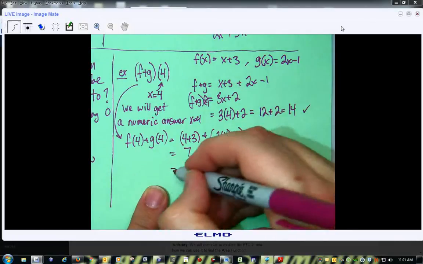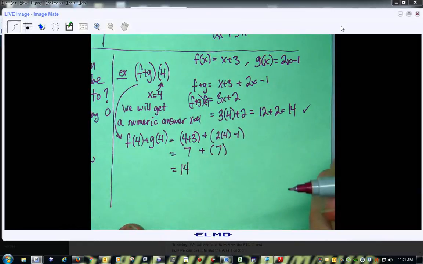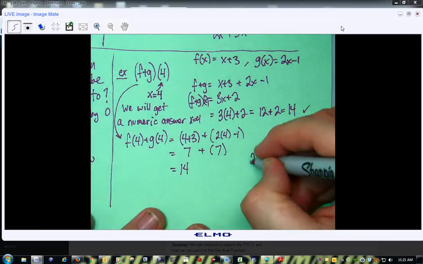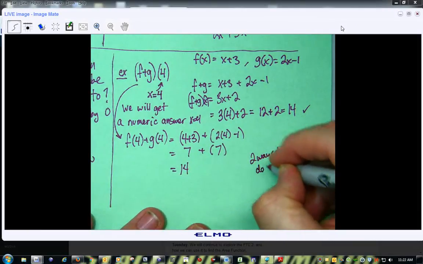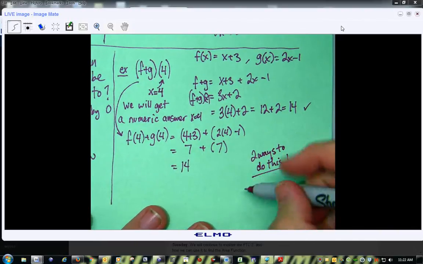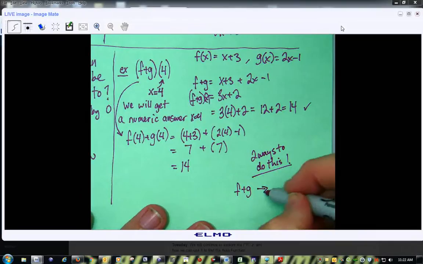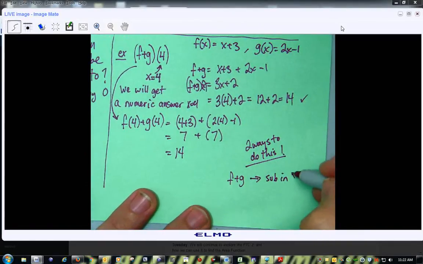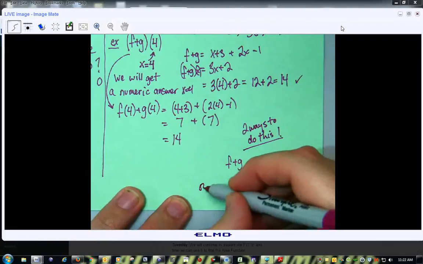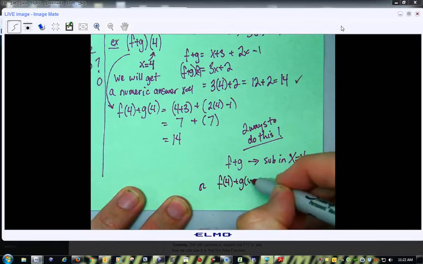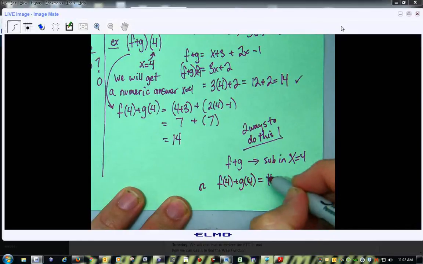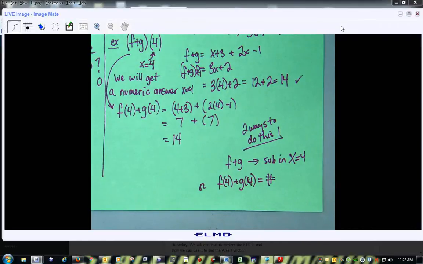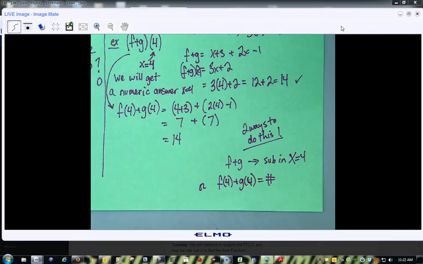So, apparently there are two ways that we can do this. We can figure out f plus g and then sub in x equals 4, or do f of 4 plus g of 4 and get whatever our number is as our answer. So either way. Now, there are benefits to doing this, because if we're just doing one number, this might be the easiest way to do it. Just plug it into one function, get the answer, plug it into the other function, get the answer, and then do the operation that they say. That might be the easiest way to do it.